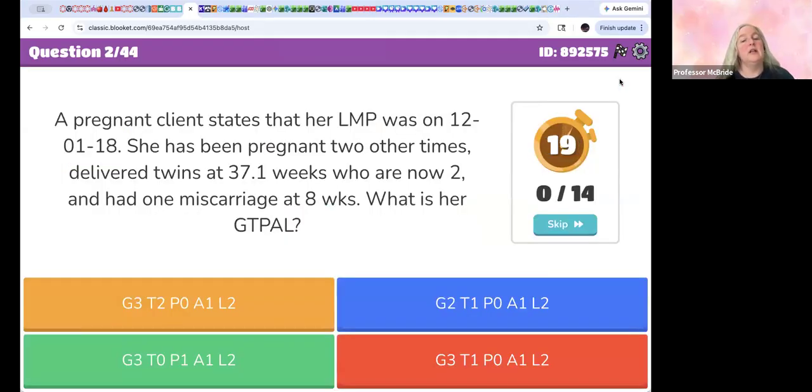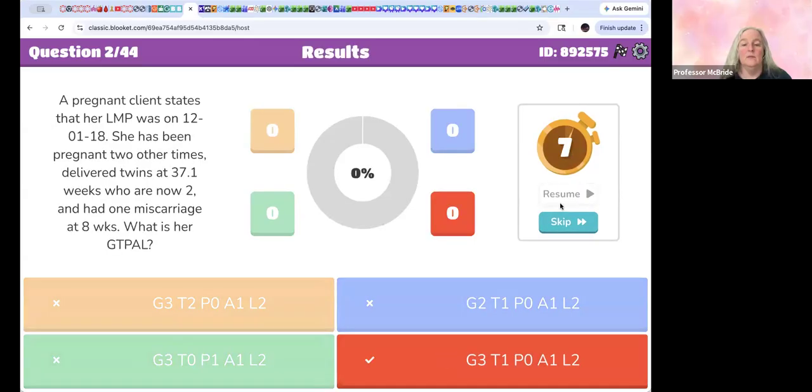A pregnant client states that her last menstrual period was 12/1 of 18. She's been pregnant 2 other times with twins, 37 weeks that are now 2, and had a miscarriage at 8 weeks. What is her GTPAL? I'm going to try to pause it. Yeah, it still showed the answer, but that's okay. Let's look at this together.